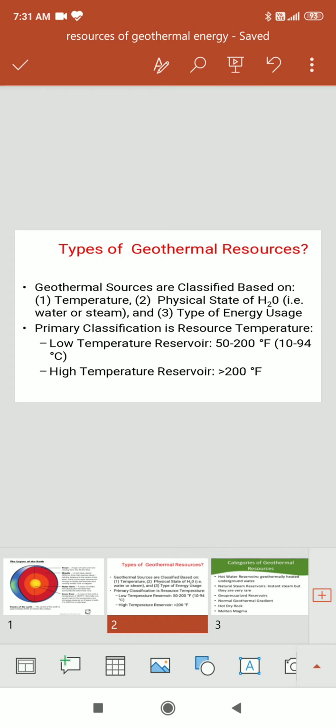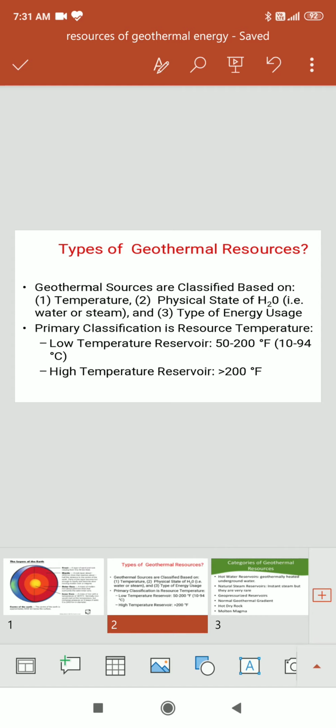These are the main three considerations which we will take in to classify the geothermal resources. So mostly it will depend upon the classification by temperature range. So there are mainly two temperature regions. One is low temperature reservoir, the other is high temperature reservoir.